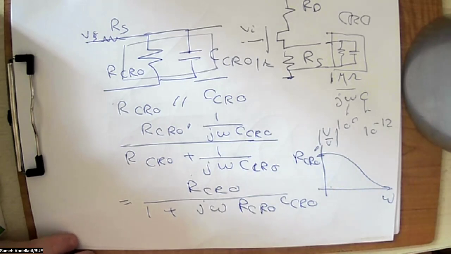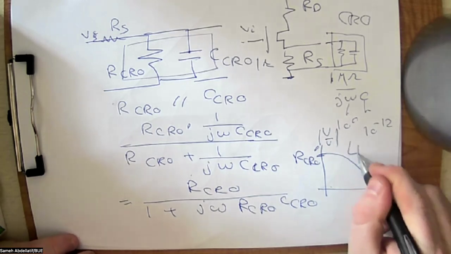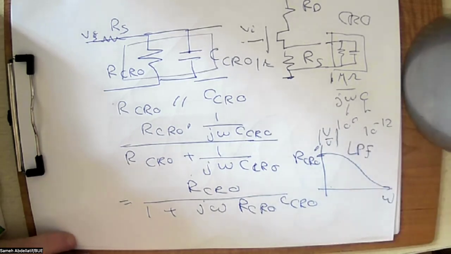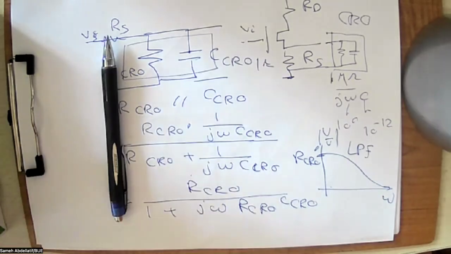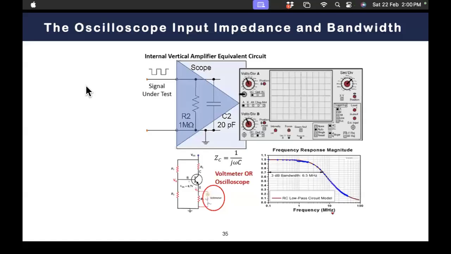And again, if you just flash back your memory, having such a response with respect to omega leads to what we call a low-pass filtering effect. So another important feature associated with the input impedance of an oscilloscope is the low-pass filtering effect. Back to the presentation.